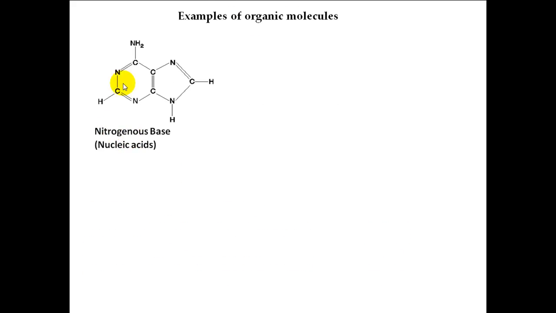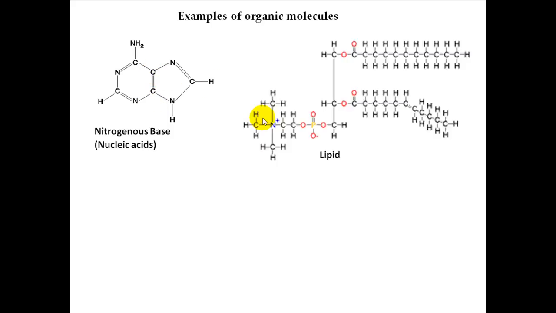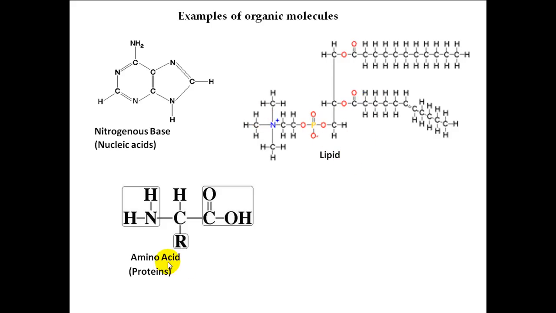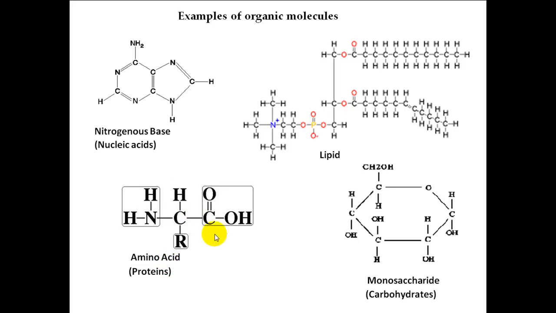Nitrogenous bases, which are linked together to make nucleic acids, are considered organic because they fit our definition, right? They have both carbon atoms and hydrogen atoms. Lipids are also organic because they have both carbon atoms and hydrogen atoms. Amino acids, which are used to make proteins, are organic because they have carbons and hydrogens. And carbohydrates are organic. You can tell from the name that it has both carbons and hydrogens, and you can also tell from the molecular structure. There are carbons and hydrogens.